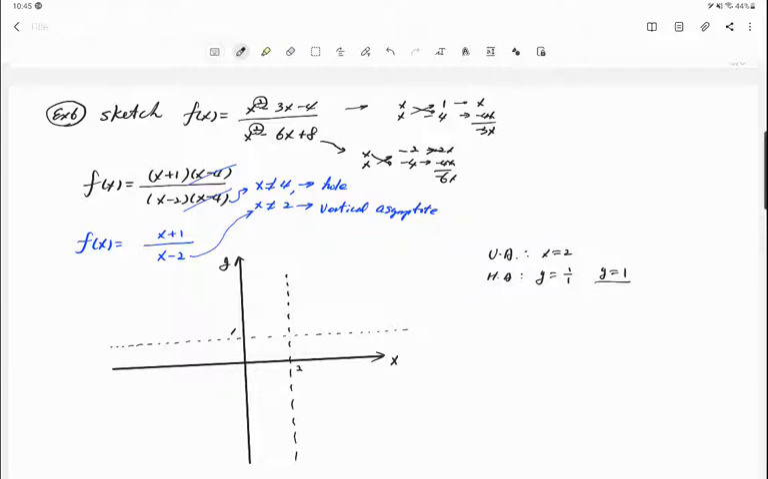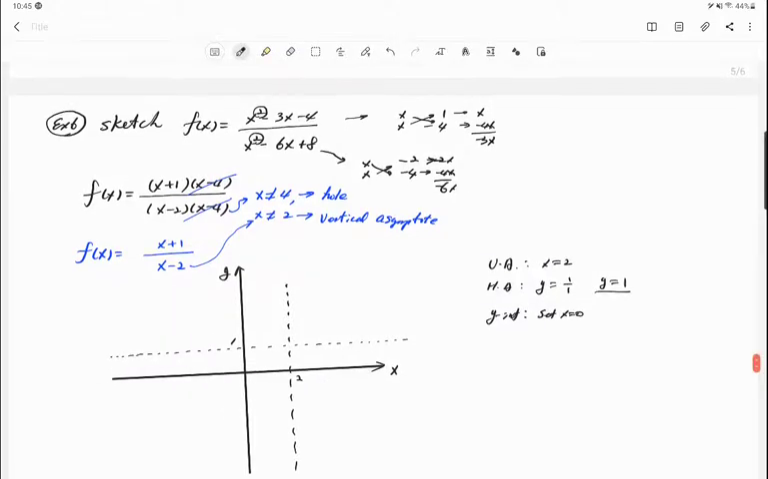And then how about the y-intercept? What's the y-intercept? Set x equals 0. Then what's the y value? So f of 0 is 0 over 8. Oh, sorry, negative 4 over 8. So negative 1 over 2, right? So this is negative 1 over 2.